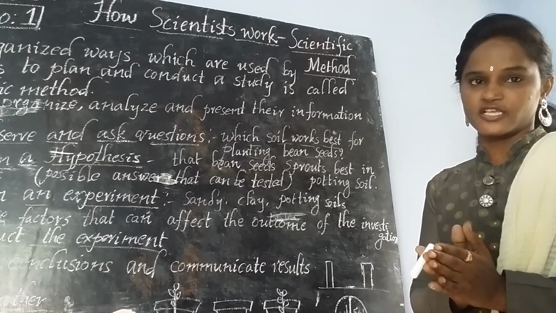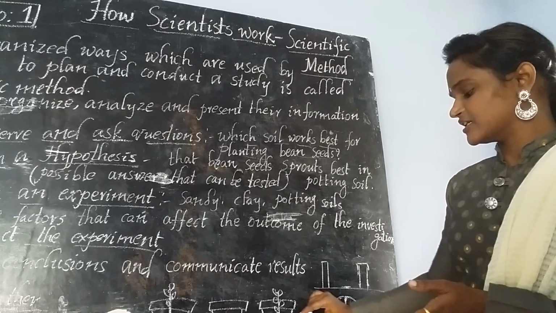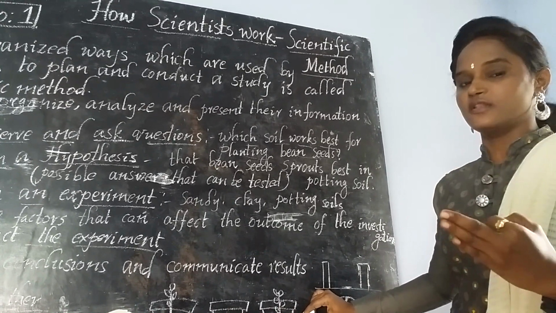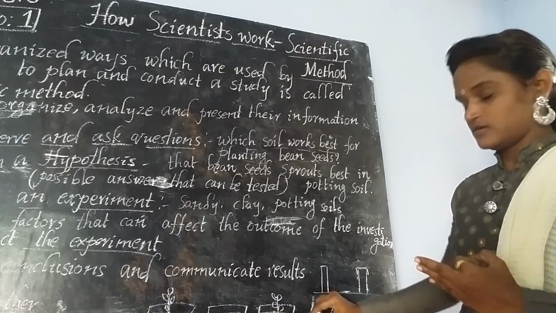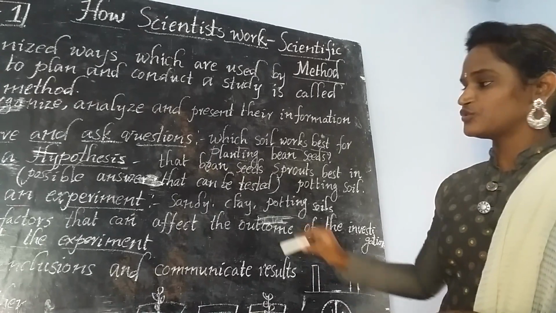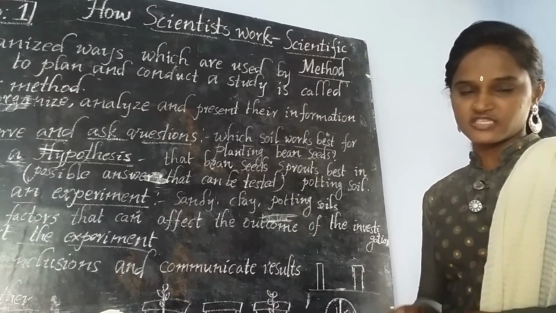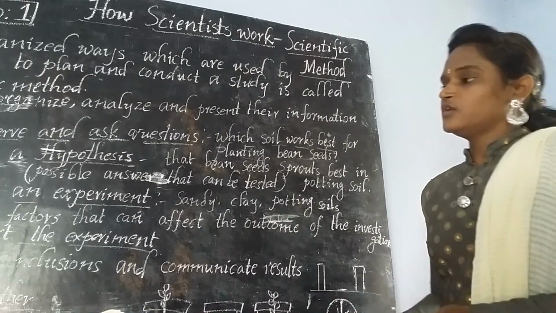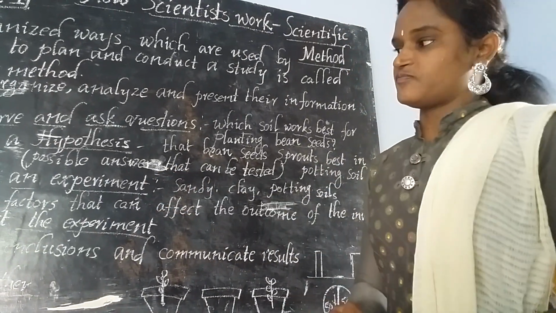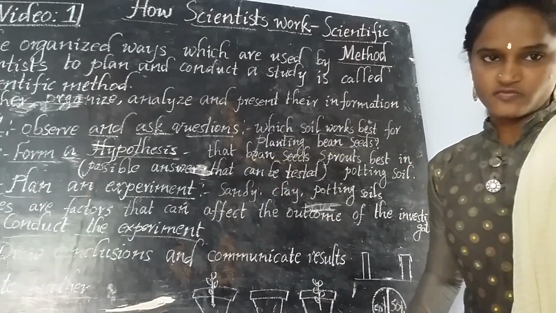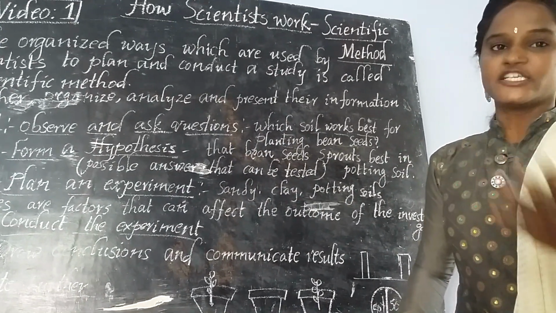The potting soil, what we took here, works as the best soil for the growth of bean seeds. That is his hypothesis. Now he is going to test whether that hypothesis is correct or wrong. Now we come to the next step. What is the third step? Plan an experiment. First we need to plan an experiment.